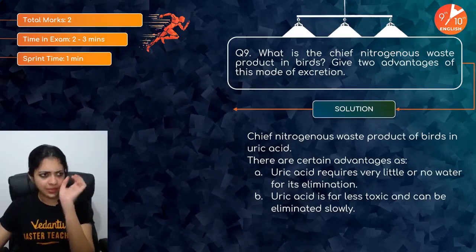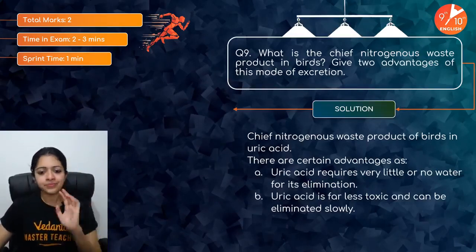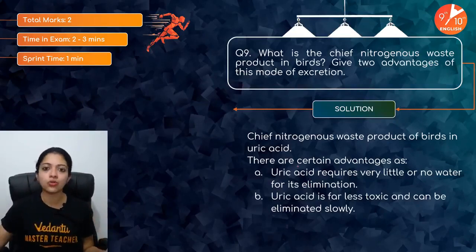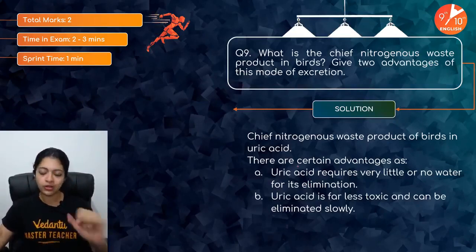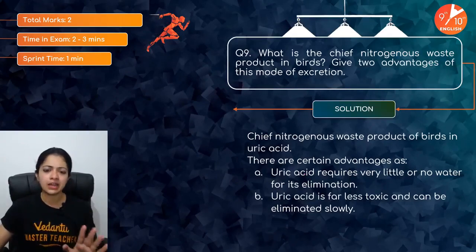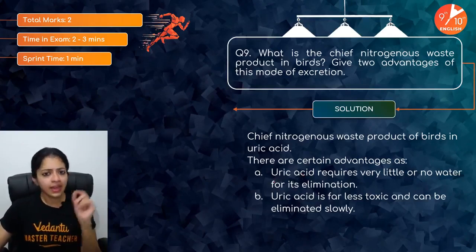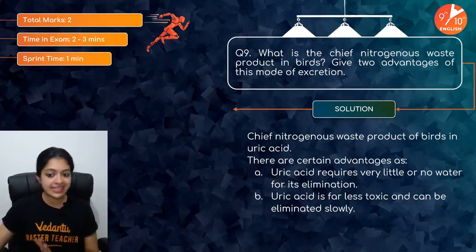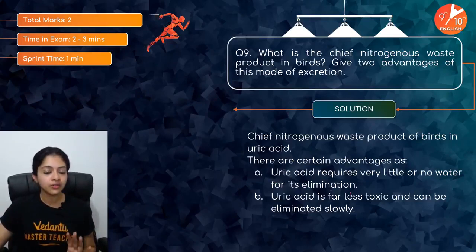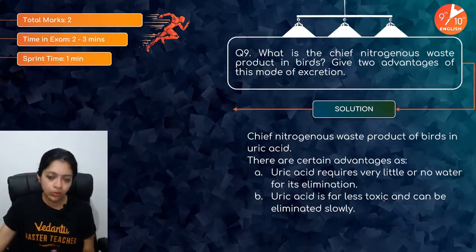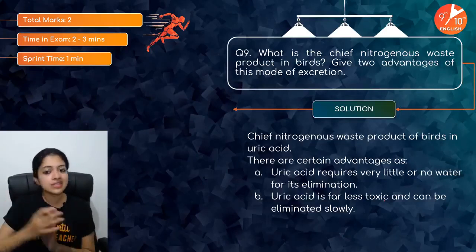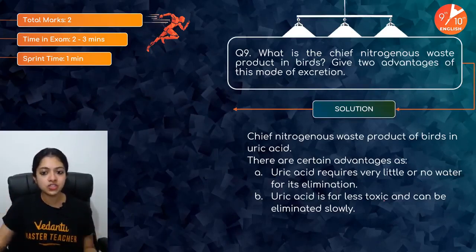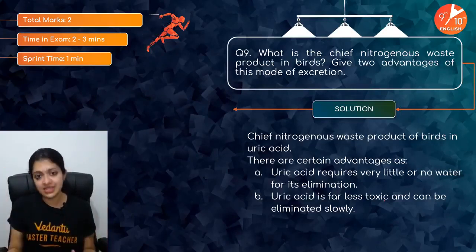I don't know if you've ever seen, I mean, you would have, unless you are all the time lost in your own world of mobile phones and things like that. I hope you're not like that. I think every child in our country would have seen what birds' excreta looks like. It's generally very, very dry, and uric acid is the main component of it. It requires very, very little to no water for its elimination. And uric acid is far less toxic as compared to ammonia especially, and can be eliminated very, very slowly. So these are the 2 major advantages of being a uricotelic organism.